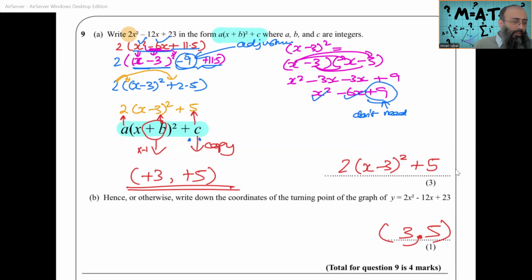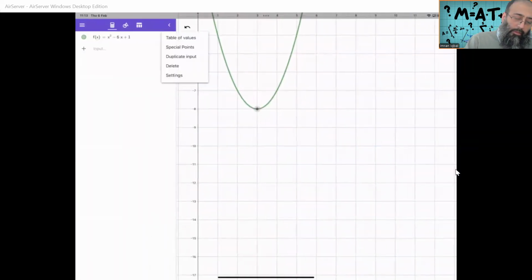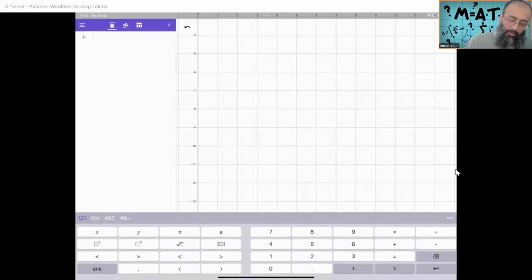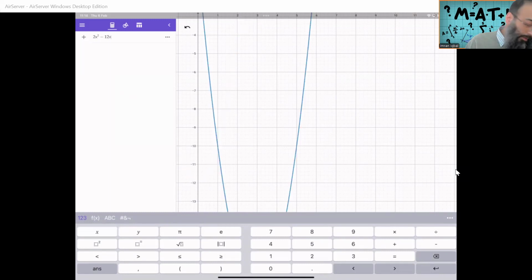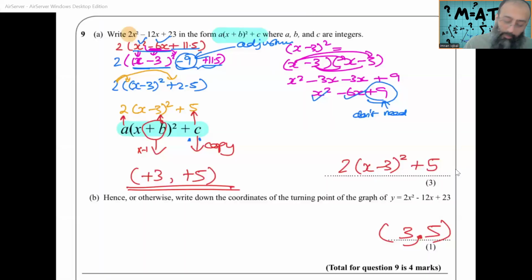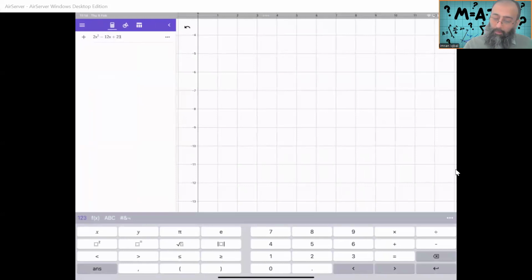So let's double check this on our graph. And I need to write that down somewhere. So what is it? It is 2x squared minus 12x plus 23. So let's just delete that. Let's type something new. So it'll be 2x squared minus, I think it's 12x plus 23. Let me double check. 2x squared minus 12x plus 23. Yes, that's correct. And then let's see, where's that graph gone?